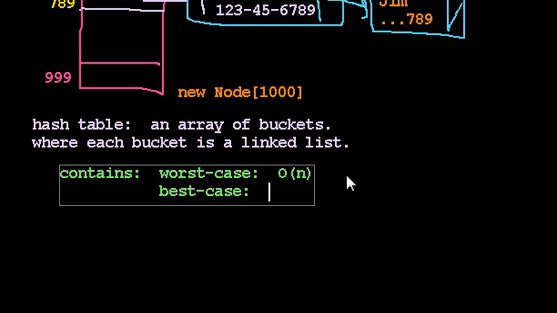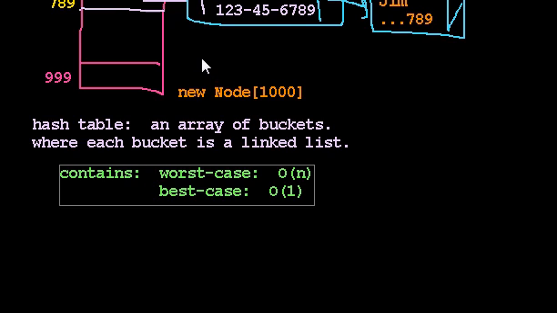We have a best case time. And the best case time is, you jump to buckets. Let's say we're looking for someone whose last 3 digits are 999. We go to bucket 999, and it's completely empty. So, in constant time, we can determine that our set does not contain that element.